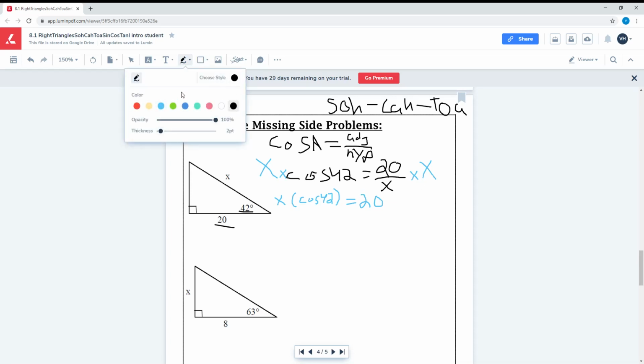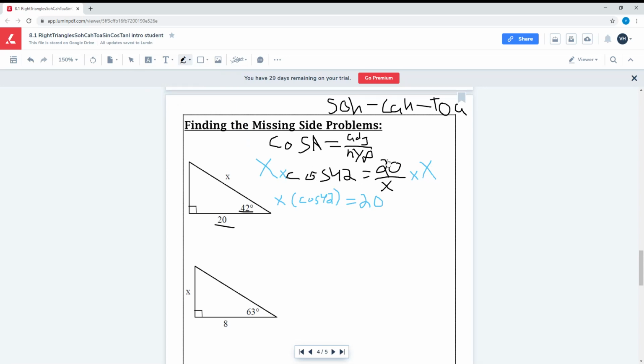Now we can actually get x by itself, because we couldn't really bring over that 20 without creating problems. So we brought over the x, and now we have to get rid of this cos and bring it over to the other side. Right now they're timesing, so we just have to divide by cos 42. That cancels out, and what you do to one side, you have to do to the other.